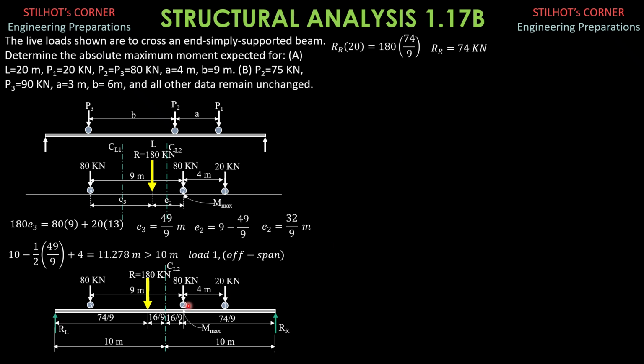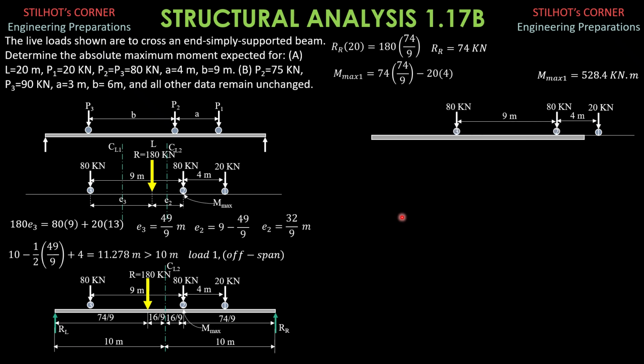Therefore, the absolute maximum moment is RR times 74 over 9, then minus 20 times 4. Imagine we cut this beam, and let's consider forces to the right. So RR times 74 over 9 minus 20 times 4. So M max absolute is 74 times 74 over 9 minus 20 times 4. So the absolute maximum moment is equal to 528.4 kilonewton meters.